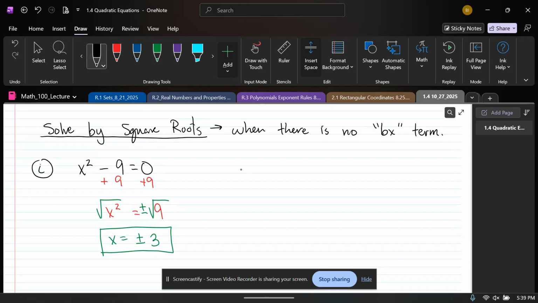Let's look at another one. Let's say you had something like 9x squared is equal to 25. Maybe it's not even equal to 0. But when I look at that problem, I see that it doesn't have a plain x in it. It only has x squared in it and numbers. So what I want to do is get the x squared by itself. So how do I get x squared by itself? Divide by 9. And I'm going to leave that as a fraction.